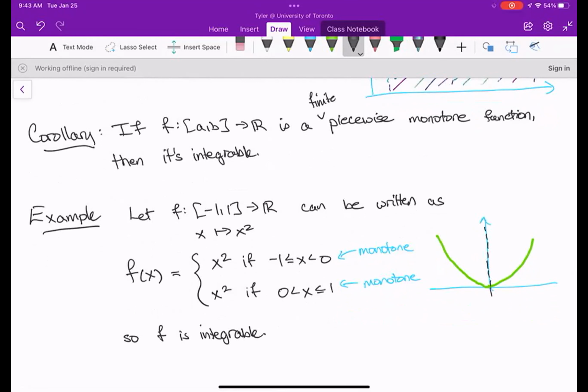Does that make sense? You could do this with something that oscillates as well. You could take sine, because sine increases and then decreases and then increases and decreases. Each of those separate monotone parts will be integrable. And as long as you only take finitely many of them, when you smush them together you'll get something which is integrable as well. So this is a really powerful theorem because it doesn't require a lot of conditions. All it requires is that your function is a finite piecewise monotone function. We can't do something like sine of 1 over x, because near 0 it oscillates infinitely quickly. That one's a little bit trickier.